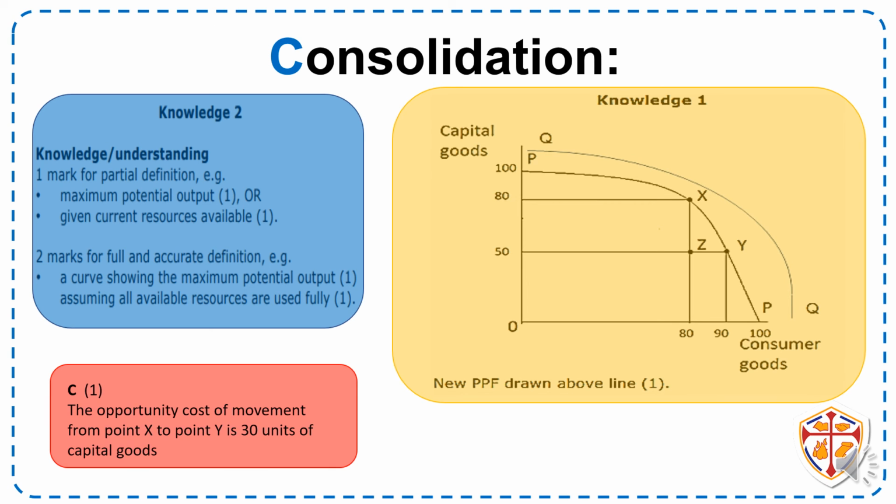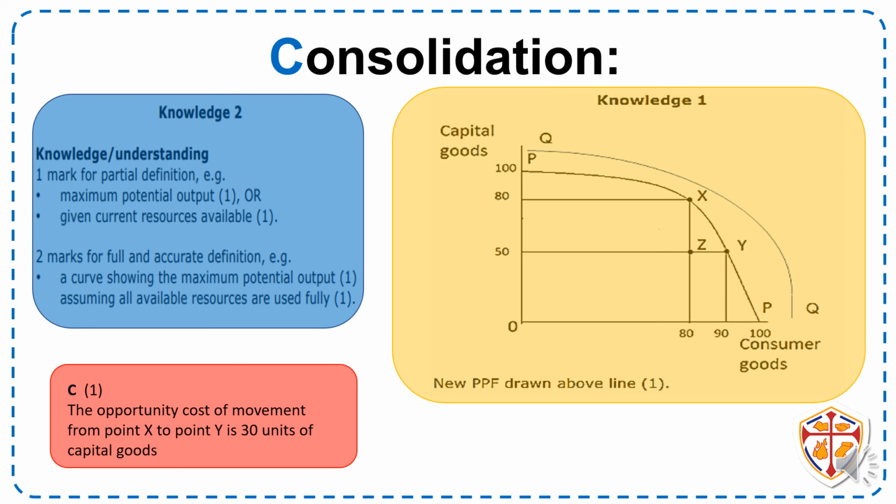The second question asked you to work out the opportunity cost of movement from point X to point Y. The correct answer is C. 80 minus 50 will give you a loss of 30 units of capital goods to gain just 10 units of consumer goods.